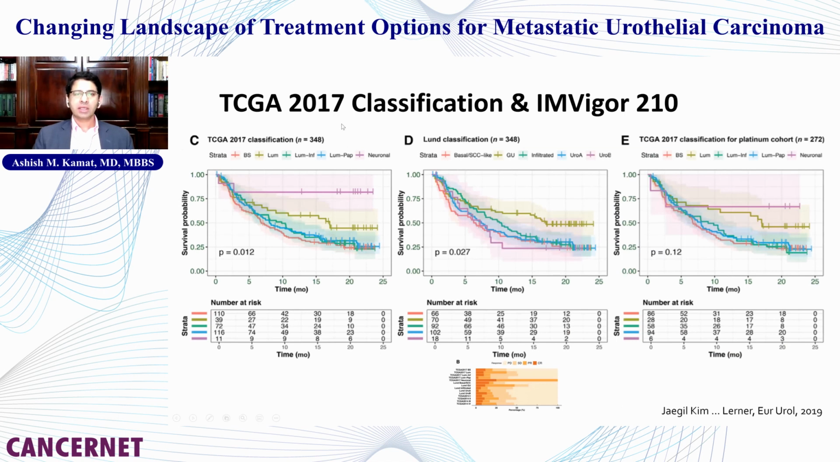Using the TCGA 2017 classification and then reanalyzing IMvigor 210, again, sort of the same story seems to hold true, which is essentially that the patients who were in the luminal subtype tended to look like they would have slightly better survival probability than the basal and the others. But of course, these curves, even though they follow the p-value that's significant, don't really separate out too much.